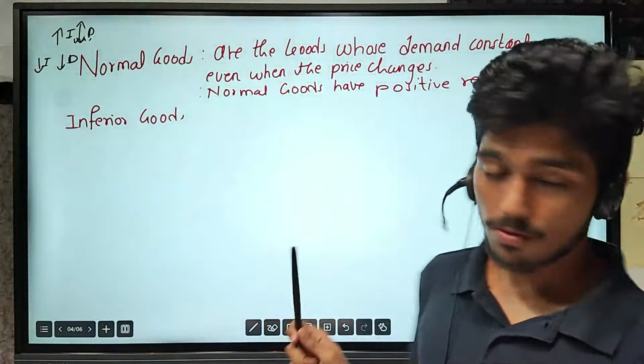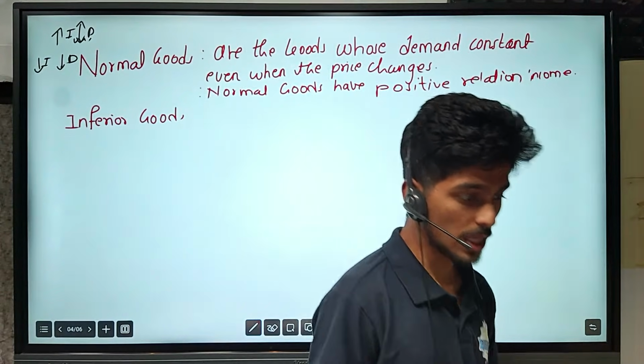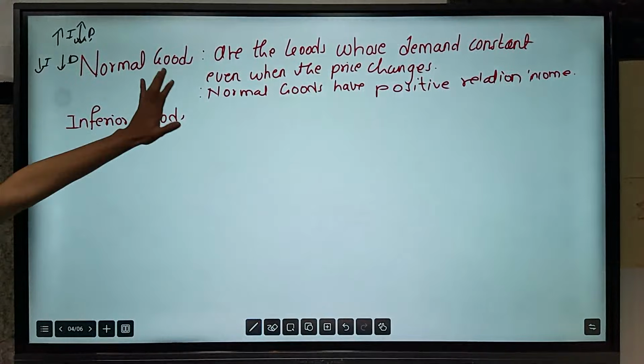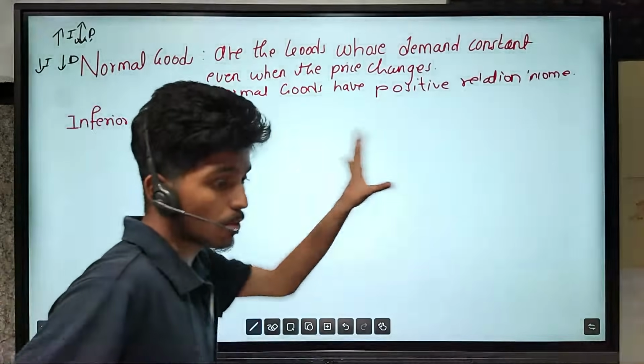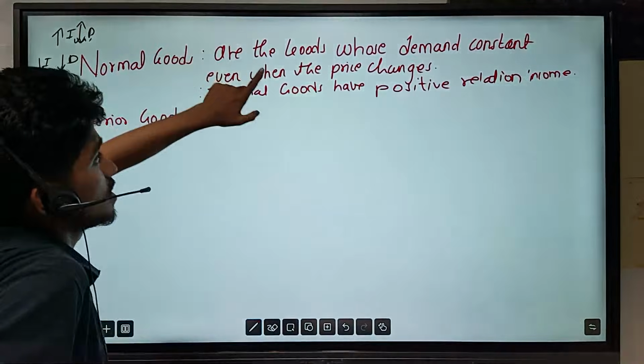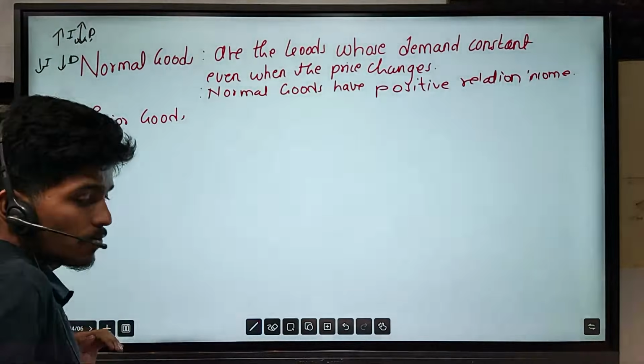First let us understand these goods, then we can go on to some other parts also. First let us complete this. Normal goods you understood: they have a positive relation with income. If the income increases, the demand for that good increases. If the income decreases, the demand for this good decreases.